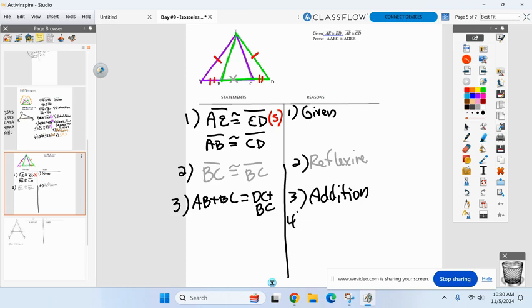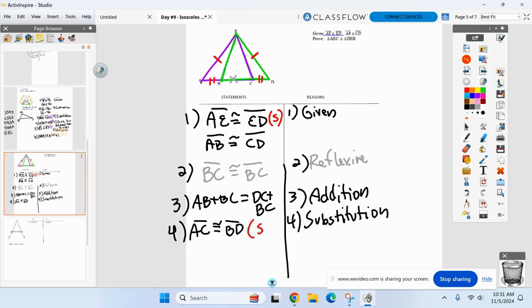And now, just like subtraction, we have substitution coming up to say that I have a second pair of sides. AC now is congruent to BD. Two pairs of sides down, 1 more pair of something to go, right?